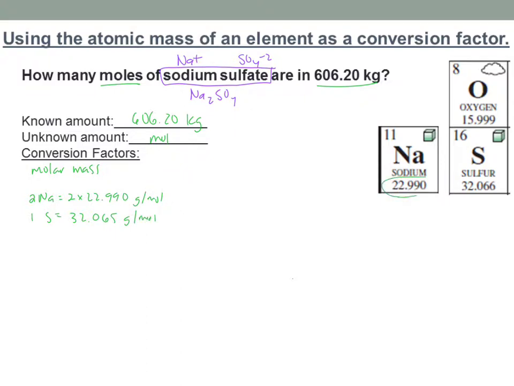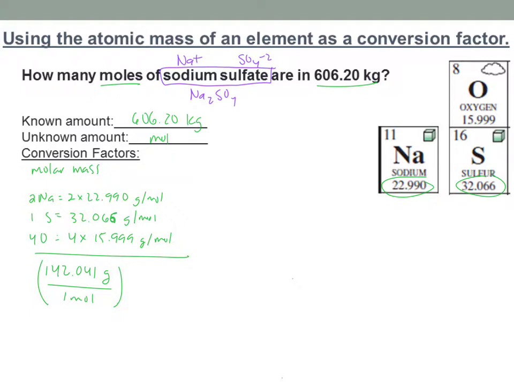I have these all over here. Depending on the periodic table you use, they might be slightly different because of rounding. That's totally fine. I'll put 32.065 here to be consistent. And then lastly, it looks like there are 4 oxygens in sulfate, so 4 times 15.999 grams per mole. If you add all of that up, you get 142.041 grams for every 1 mole of sodium sulfate. So there's my molar mass.